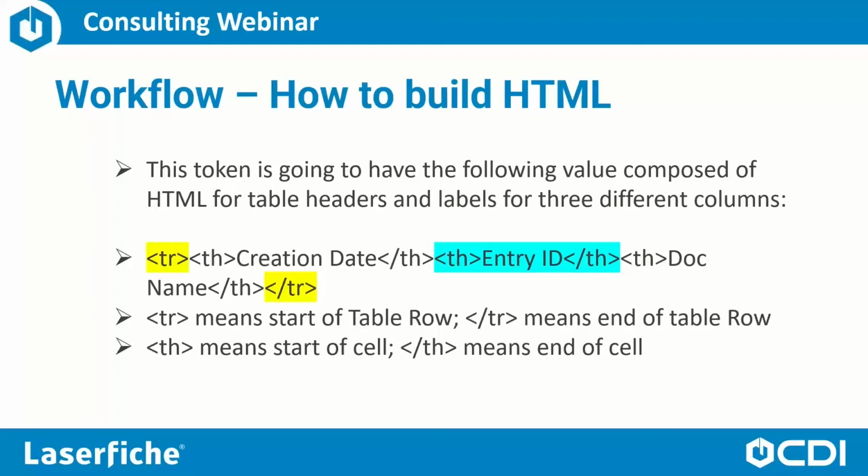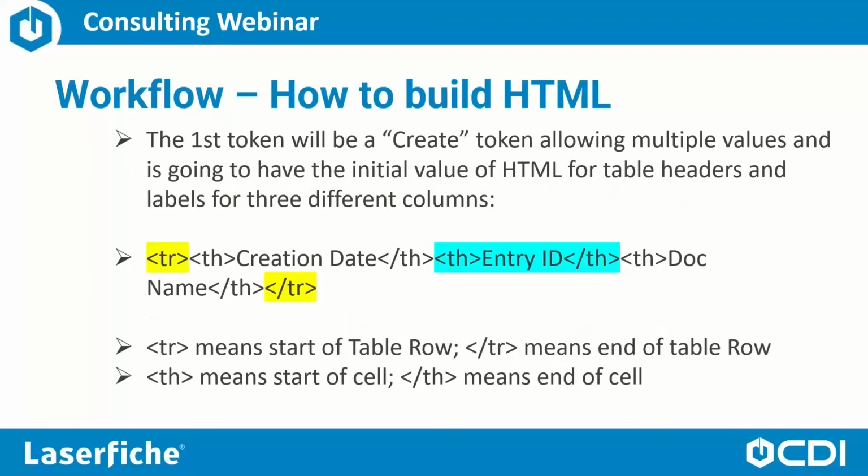We'll see in blue, for example, the TH and then /TH surrounding entry ID. That'll be our second column, entry ID. And the third column would be the doc name column, in this case also surrounded by that starting TH and finishing with the /TH. All right, and so when we have that, we have built our first row, and we'll show you this in the workflow in a moment, exactly what it looks like.